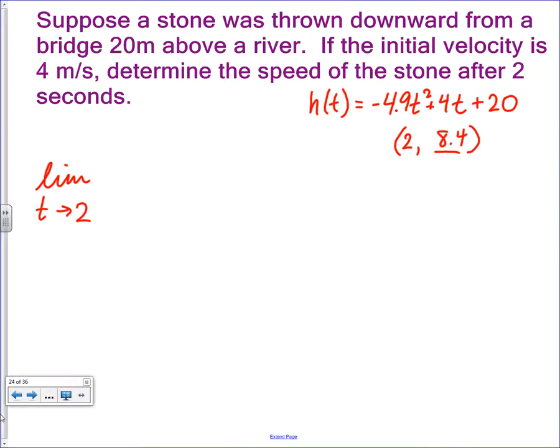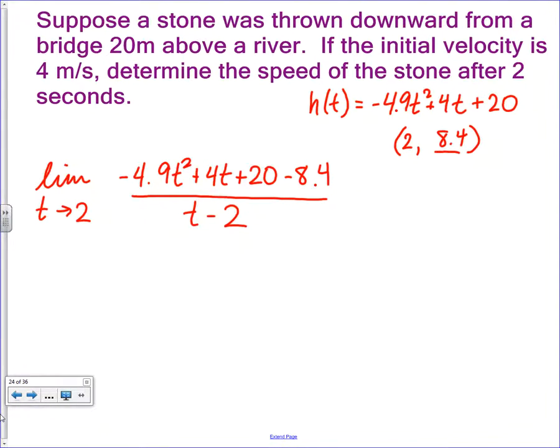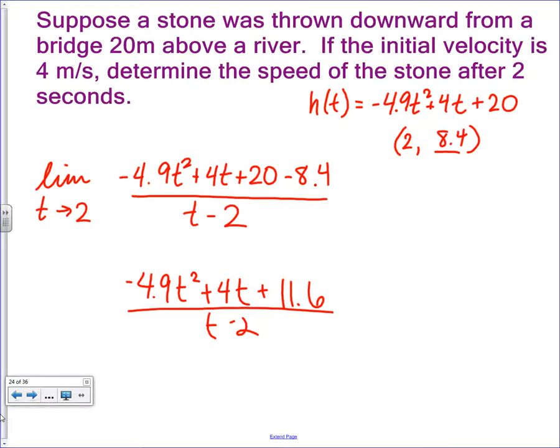Now we're ready to set up the limit. The limit as t approaches 2 of h of t minus h of a, which in our case is 8.4, all over t minus 2. When you combine those like terms, what do you get? 11.6 all over t minus 2.